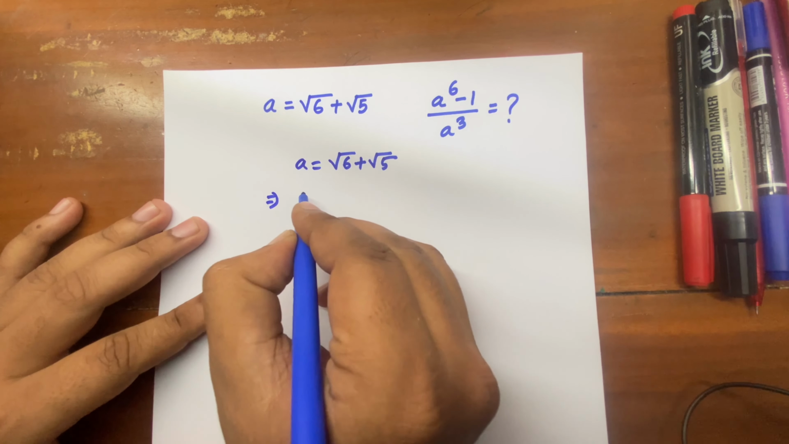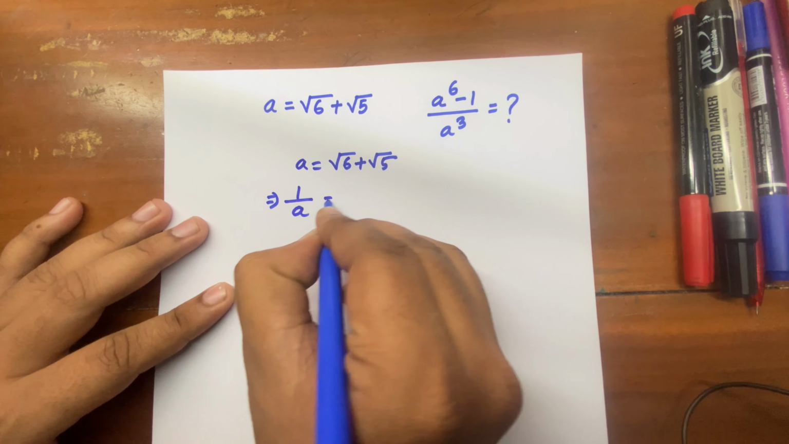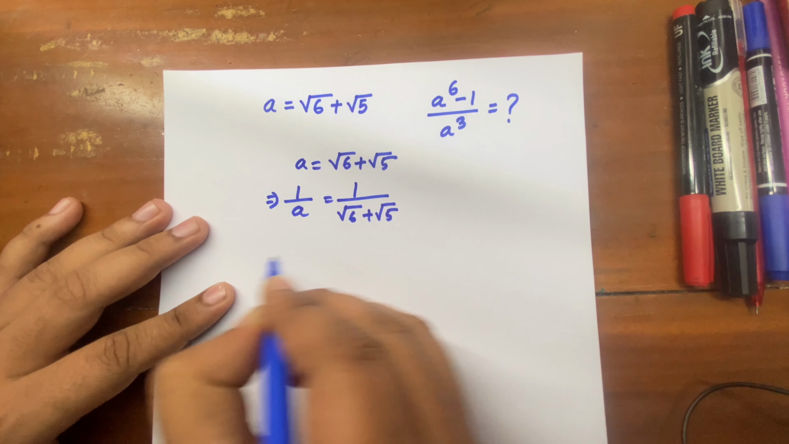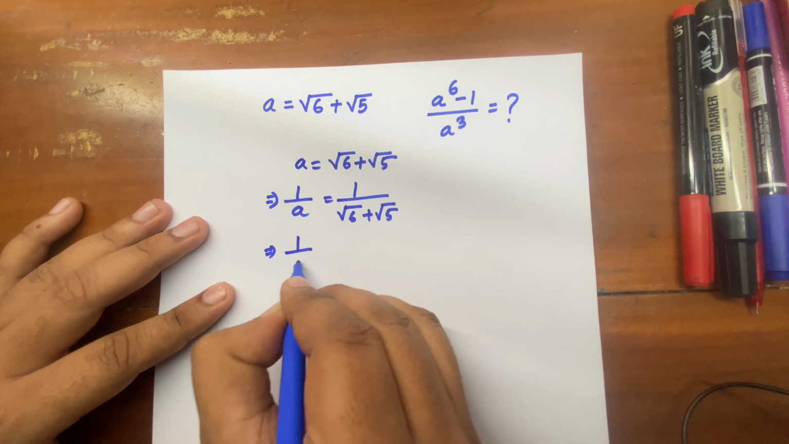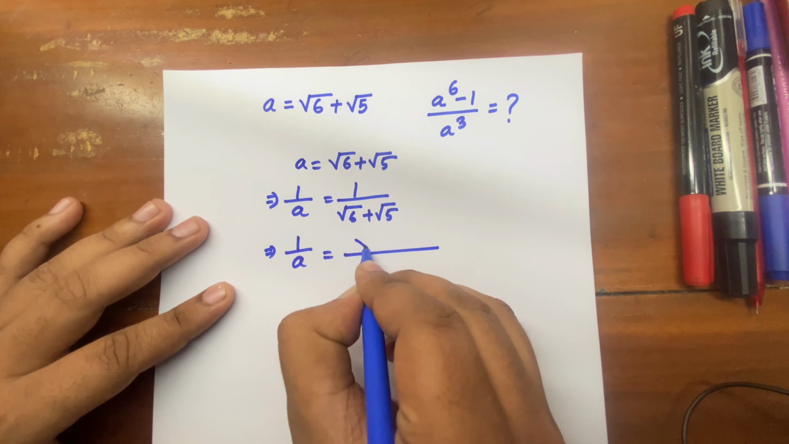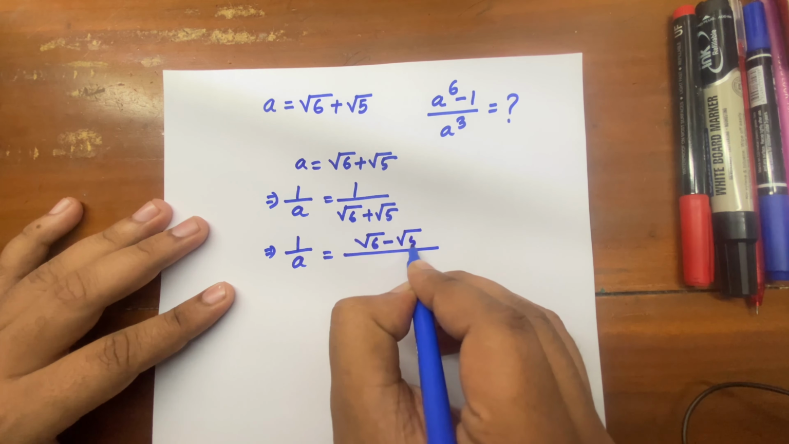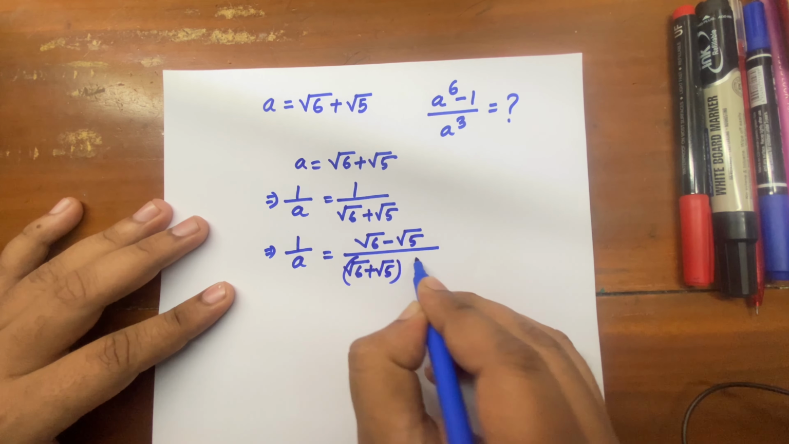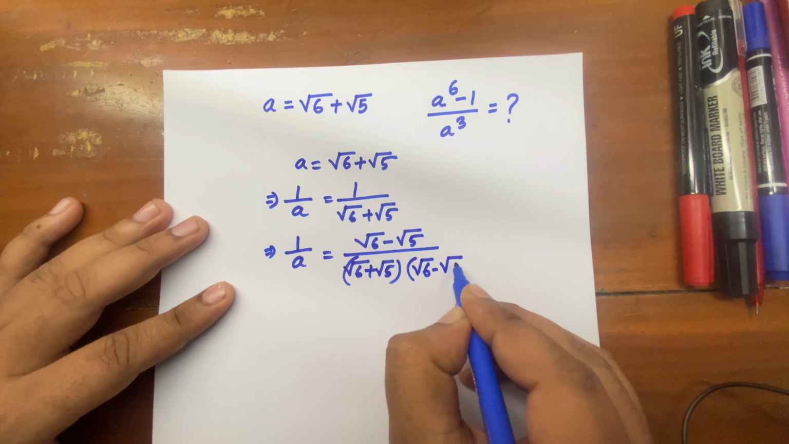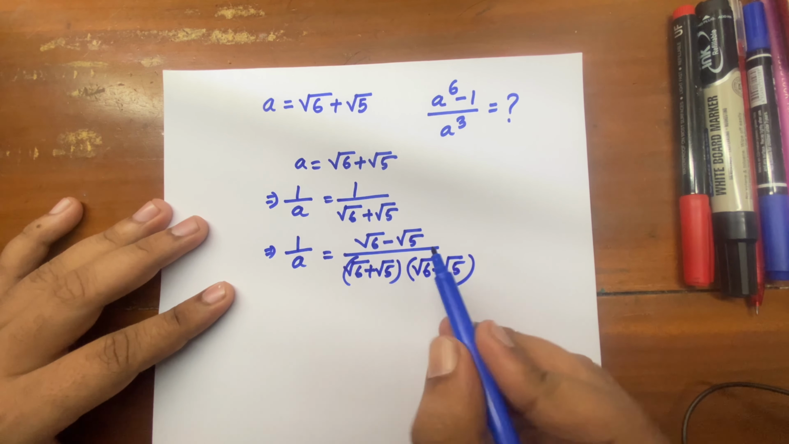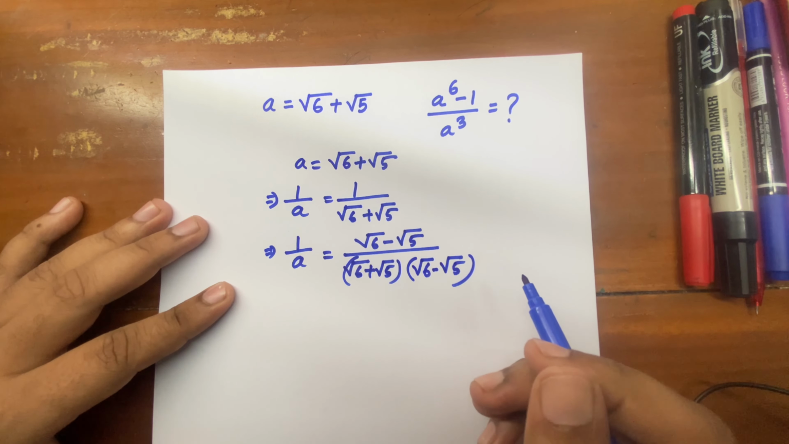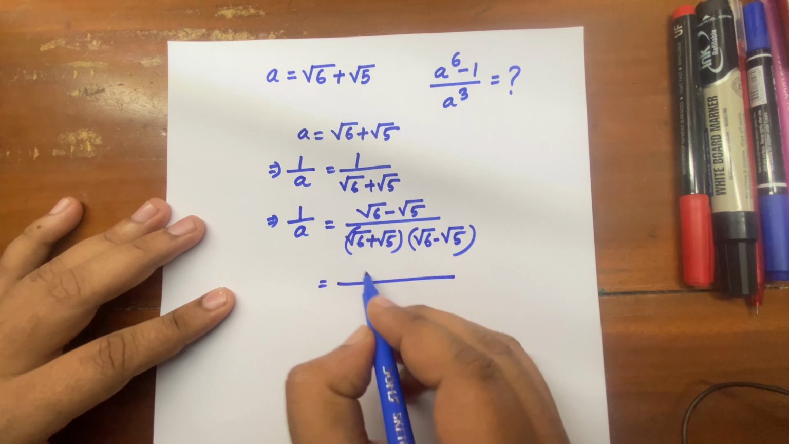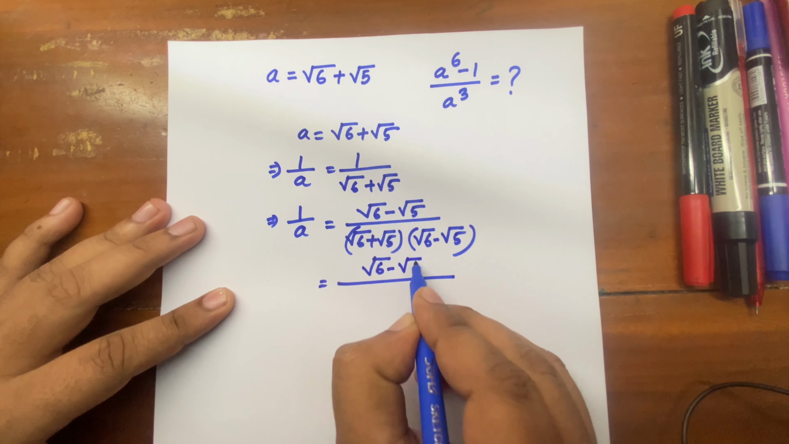Now by reversing, I can say 1 over a equals 1 over (square root 6 plus square root 5). Now 1 over a equals square root 6 minus square root 5 over (square root 6 plus square root 5) times (square root 6 minus square root 5). I multiply up and down by square root 6 minus square root 5.